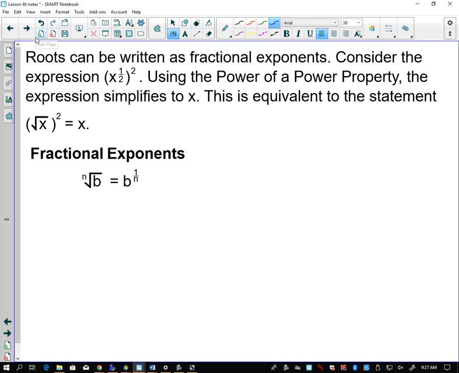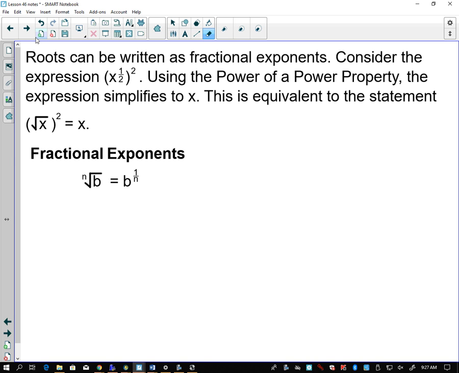So roots can be written as fractional exponents. If we had x to the 1/2, squared, right? Hopefully we understand that the 1/2 is an exponent. What am I doing between the 1/2 and the 2? Multiplying. What's 1/2 times 2? 1, right? 2 times 1/2 is 2 halves, correct? 2 divided by 2 is 1.